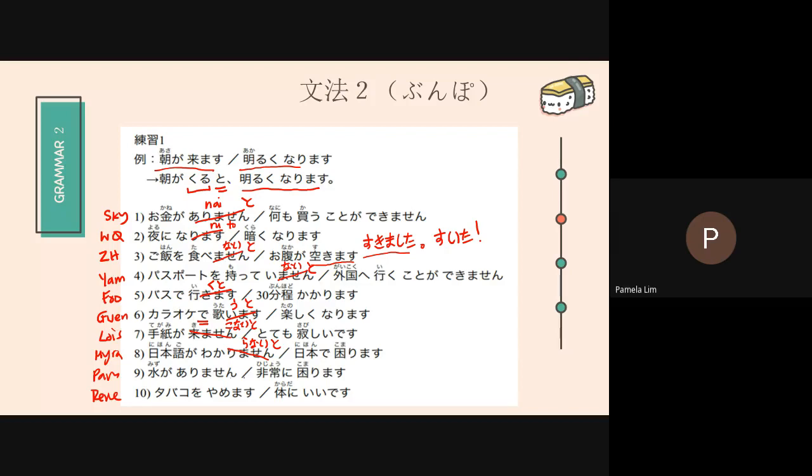Okay, next one. Mizu ga nai to. Hijouni komarimasu. Okay, be careful. Mizu ga arimasen means don't have, not have. Oh, don't have. Nai. Oh, okay. Same as here. It's just nai. So mizu ga nai. Mizu ga nai to. This is kind of like, when there's no water, you'll be extremely troubled, distressed, or in trouble.